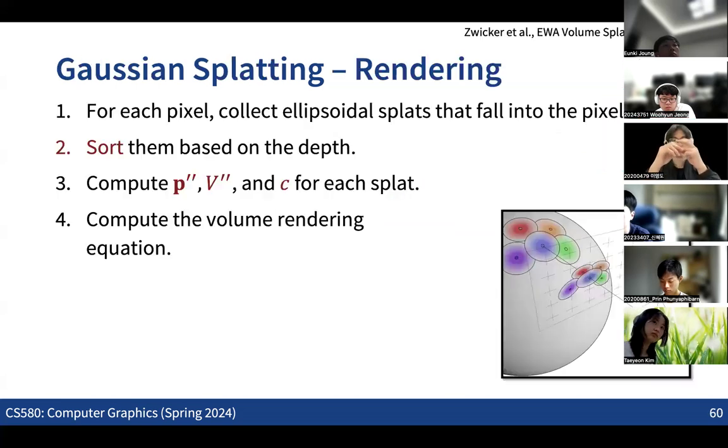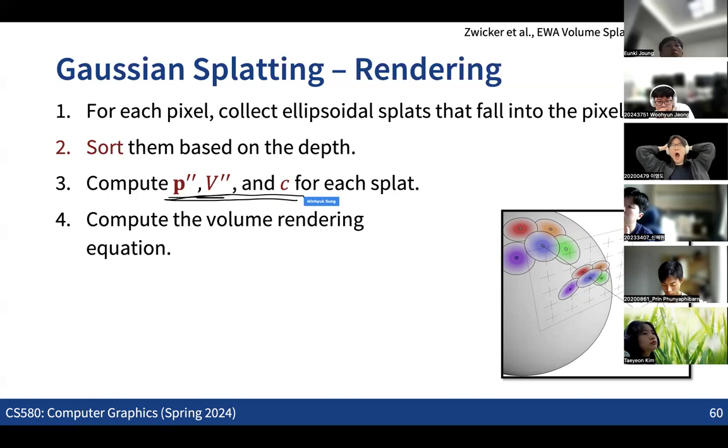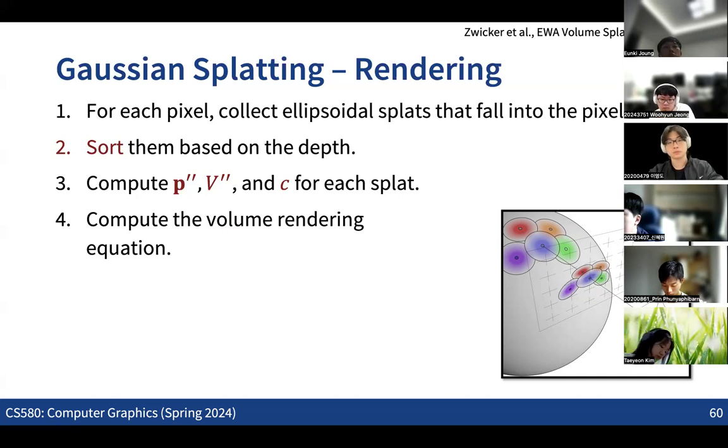So in the rendering pipeline, once you have any camera pose, for every single pixel you will first need to collect the subset of the splats that fall into that specific pixel. Then we need to sort all these splats based on the depth order. And then we calculate this information with the given camera pose, and then we calculate the volumetric equation. This is the procedure that we are doing in the rendering pipeline.